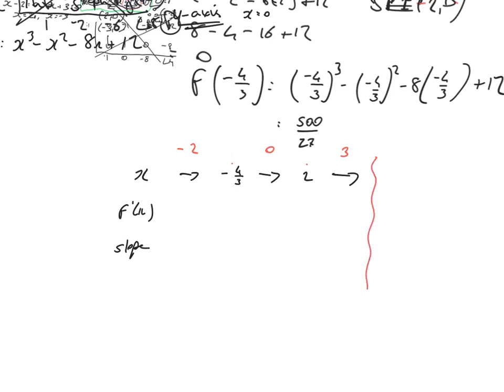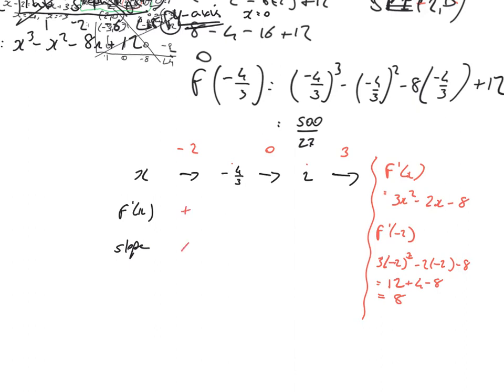So I'm investigating the gradient of the functions. That would go into the differentiated function. Okay, so just a reminder of the differentiated function. That's 3x squared minus 2x minus 8. So let's try f dash minus 2. 3 lots of minus 2 squared minus 2 lots of minus 2 minus 8. Minus 2 squared is 4 times 3 is 12. Plus 4 minus 8. That's 8. That's a positive result. Slope's gone up.